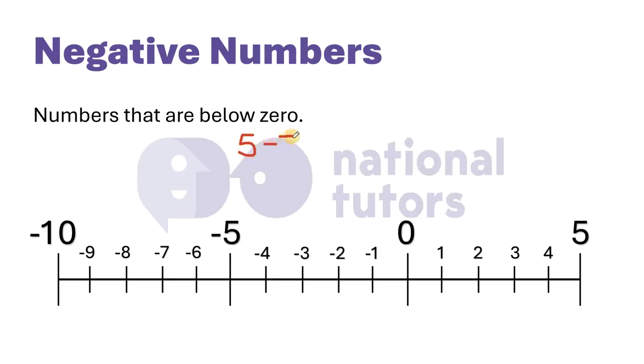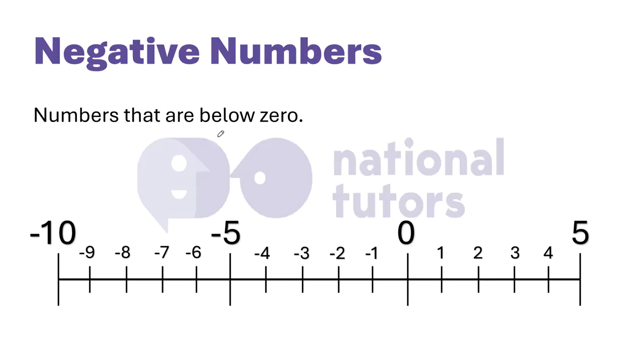For example, 5 take away 7. And I'm going to be using this number line to demonstrate how we can work that out. So starting at 5, I'm going to take away 7. 1, 2, 3, 4, 5, 6, 7. Leaves us with negative 2, or sometimes called minus 2.